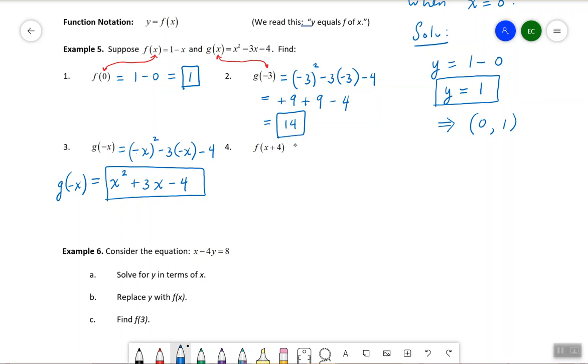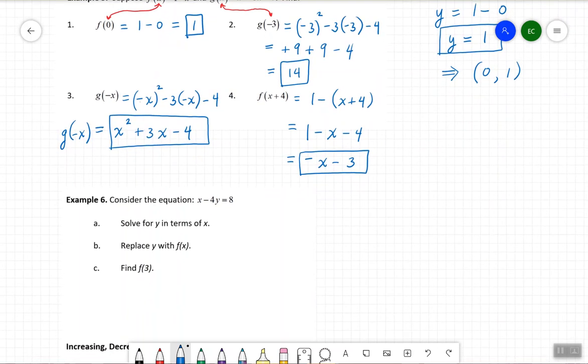Okay, one more problem here. This time we have f of x plus 4. So f of x is 1 minus the input. This time the input is x plus 4. And so be careful when you distribute, and make sure you distribute to each term inside the parentheses, and our final answer will be negative x minus 3. Okay, so that's the basic idea of function notation.